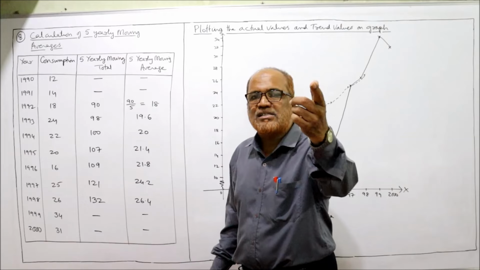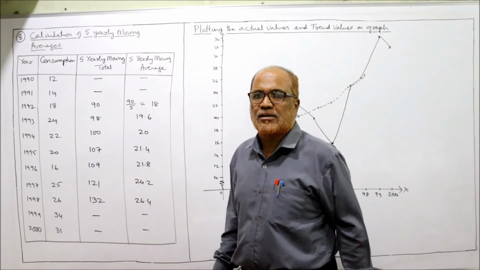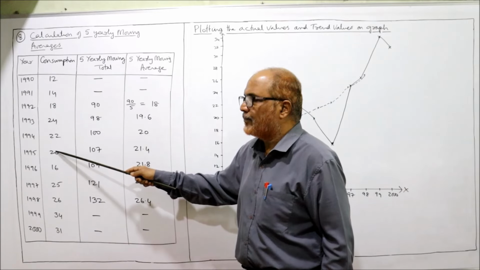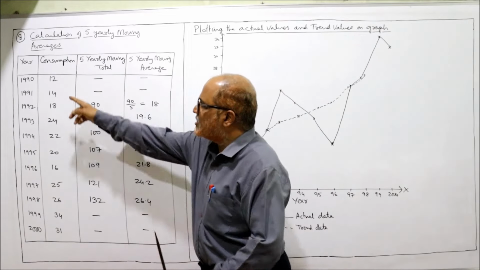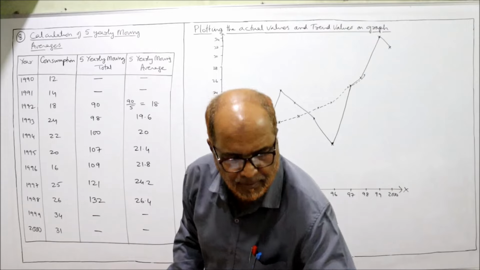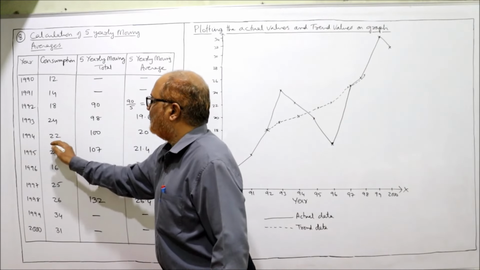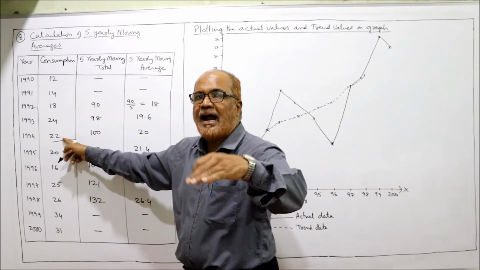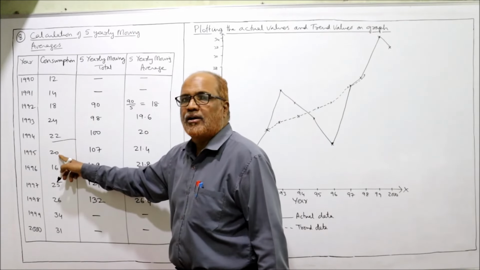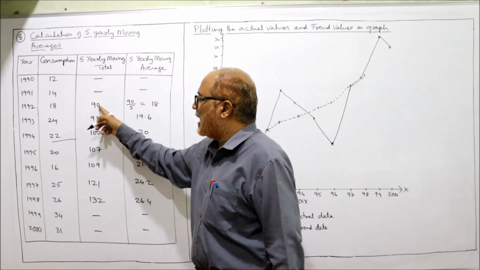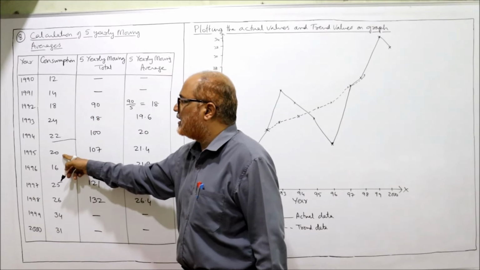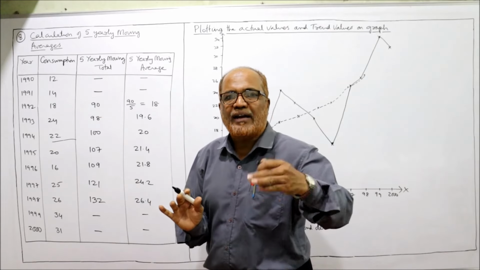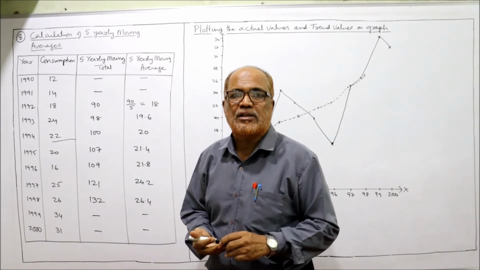Now leave the first and add the next. First one we drop and we add the next value. First 5 years we have taken, no? From here to here we have taken 5 years, right? Now what we'll do is we'll add the next one. What is the next value here? 20. So to this 90 we add 20 and subtract 12. This is one method, an easy method of finding out the moving totals.